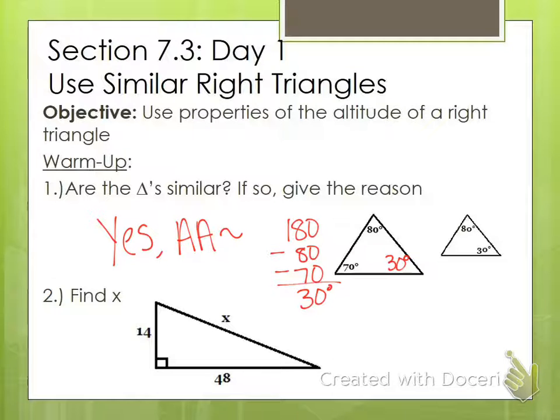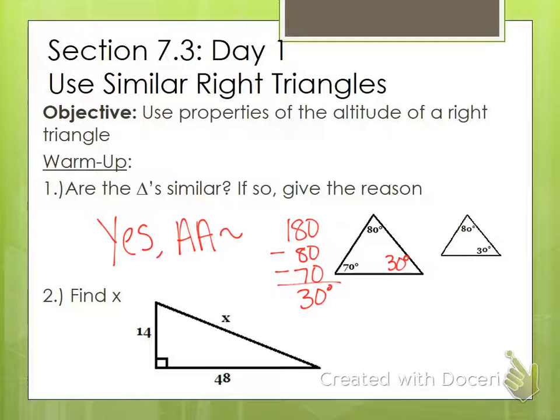Questions about warm-up 1? Okay, on warm-up 2, we are asked to find the value of x. Which little equation formula is going to help us out with that? Okay, a squared plus b squared equals c squared. That came from our friend named Pythagoras, and his theorem was the Pythagorean theorem.